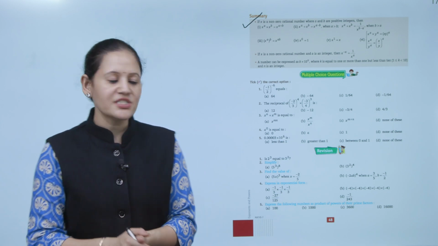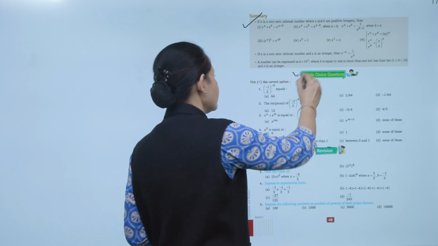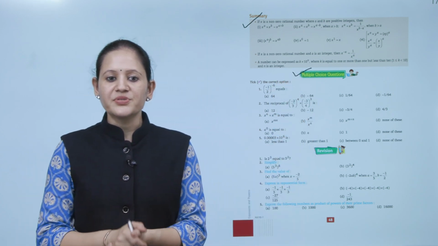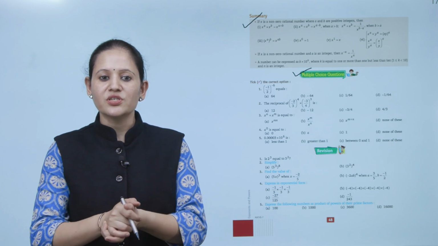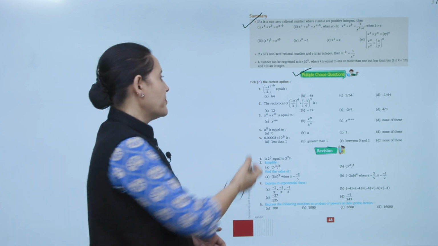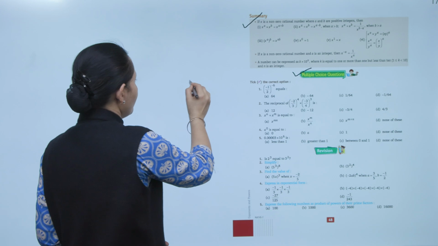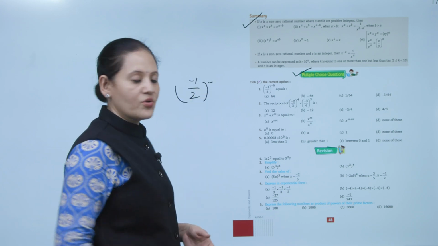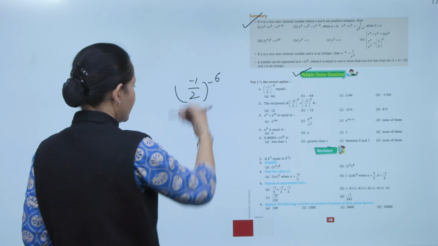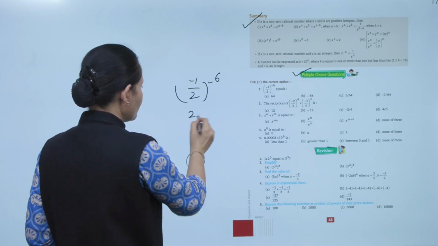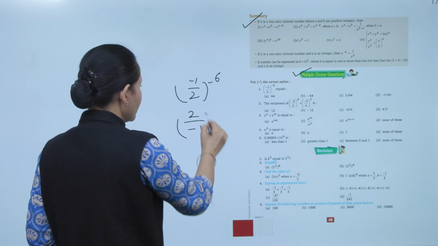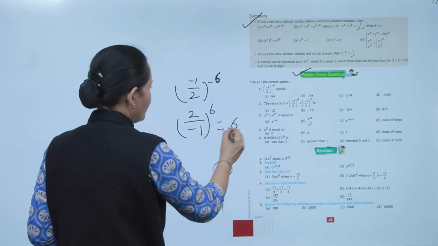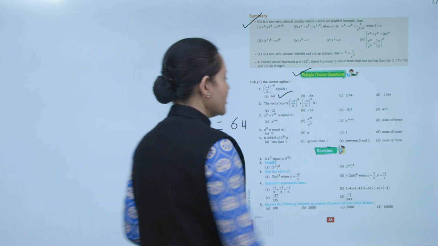Next is multiple choice questions. Take the correct option. Minus 1 upon 2 to the power minus 6. To make the power positive, we will take this down and this up. So 2 upon minus 1 to the power 6 is equal to 64. So A is the correct option here.